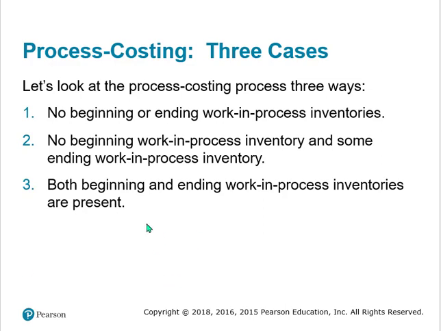Now these are the 3 cases we'll look at, and what I'm going to do is just work them out for you. The first one has no beginning or ending work in process inventory. The second one has no beginning work in process, but it's got some ending work in process. And then the last one has both beginning and ending work in process inventories, and we'll use the same process for each one.